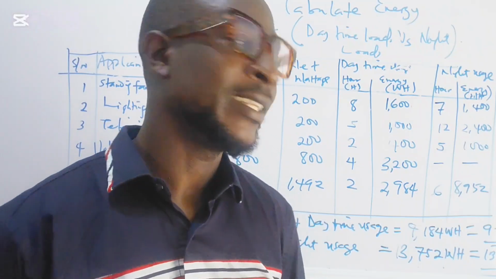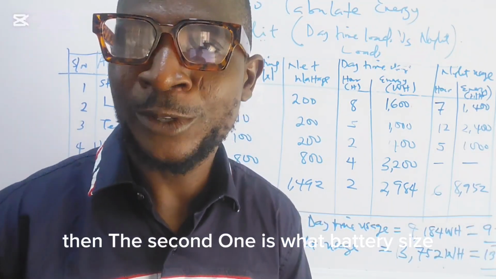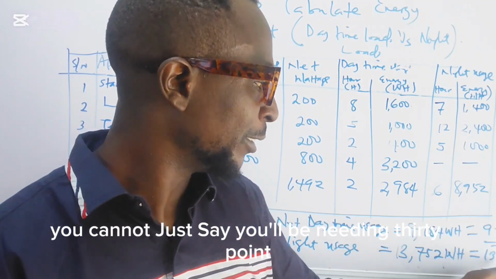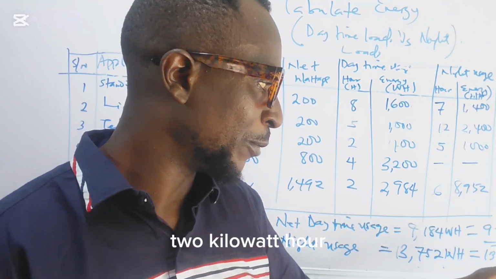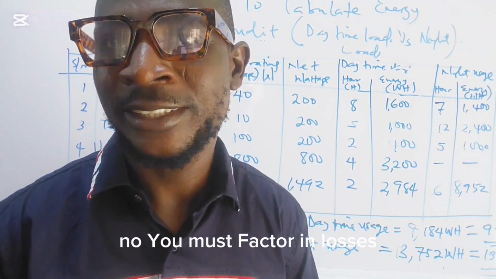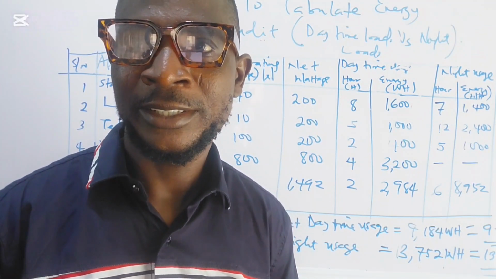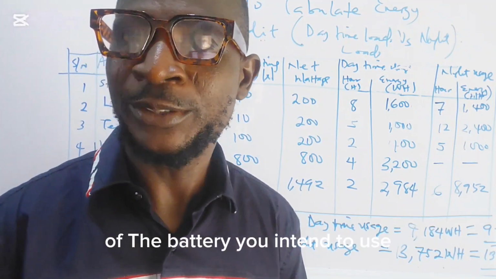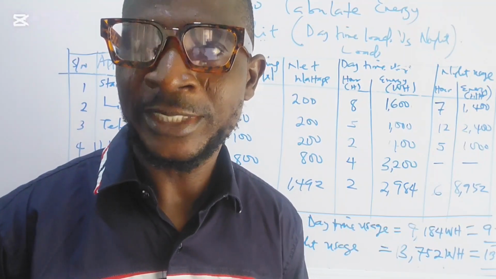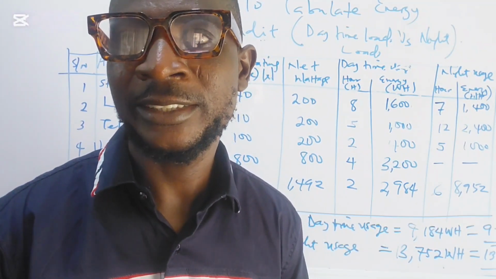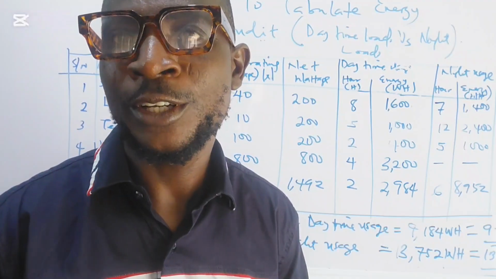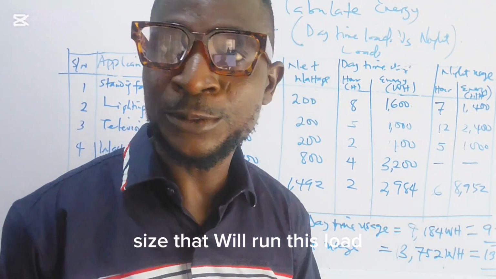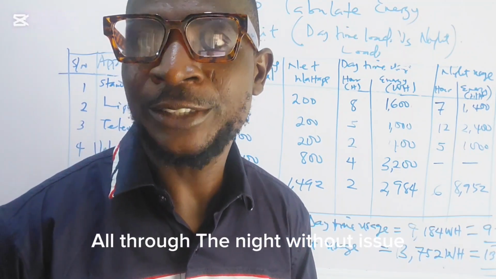That is one. Then the second one is, what battery size will you be needing? Definitely, you cannot just say you will be needing 13.752 kilowatt hour. No, you must factor in losses. Also consider the depth of discharge of the battery you intend to use. Then your inverter efficiency. These are the things you need to consider before you come up with a battery size that will run this load all through the night without issue.